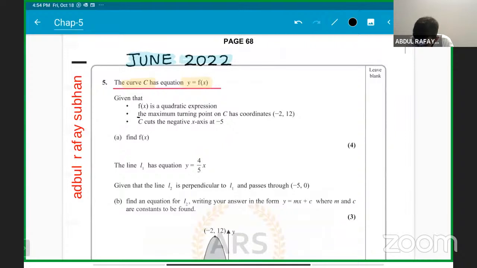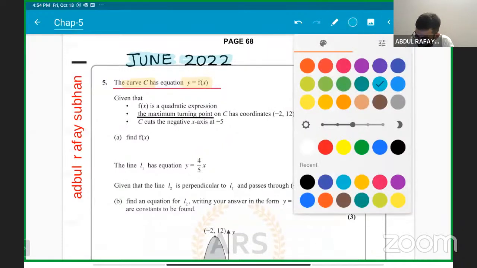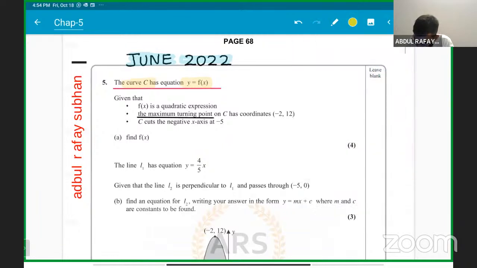The examiner tells us that the maximum turning point is there. Okay, students, a very good question. The maximum turning point is what the examiner is telling us. I'll stop here. Students need to know, okay, sir, there are only two possible options.